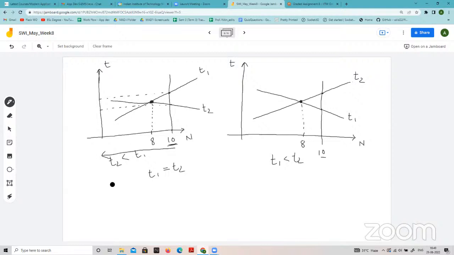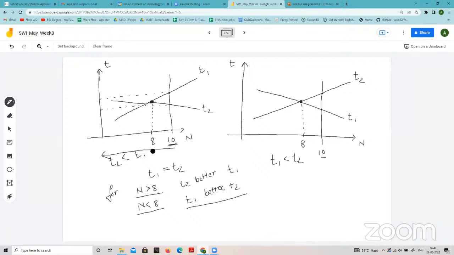All right. So a better understanding of this graph would be: for n greater than 8, T2 is better than T1. And for n less than 8, T1 is better than T2. So now I'm saying T1 is better than T2, but I'm also defining at what range. I'm saying T2 is better than T1, but I'm also defining where exactly. And this is really important.